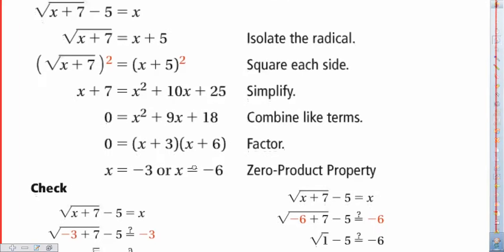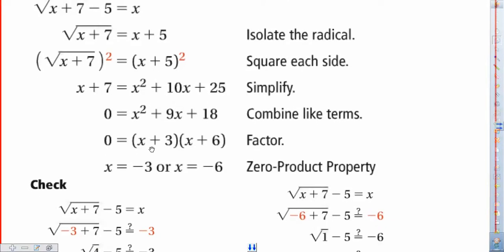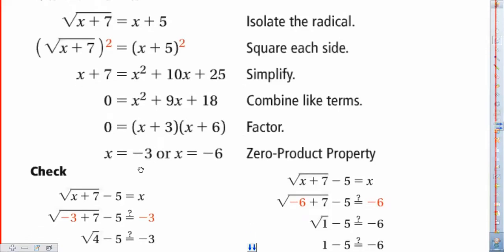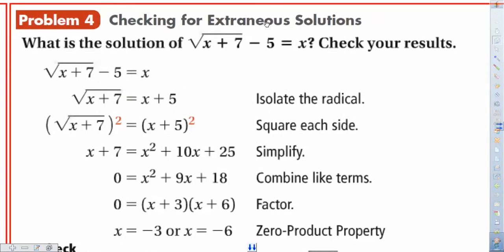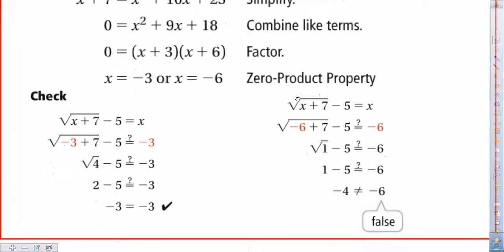Zero product property allows them to say, hey, wait a minute. If x plus 3 times x plus 6 equals 0, then either x plus 3 could be 0, which, subtracting 3 from both sides, gives us one answer of x equals negative 3. And then we can get a second answer of x equals negative 6. Now, what was the title again here? Extraneous solutions. So maybe one of these doesn't work.